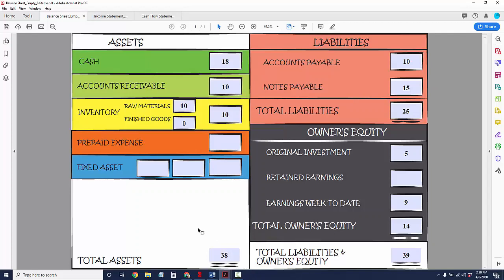The other thing that is affected by having to pay interest is our earnings, right? Our profits, what we have left at the end of the week in our pocket. So our earnings week to date is going to go from 9 to 8. And this is something that you have to remember, is that expenses, such as an interest expense, affect the balance sheet through earnings week to date. So our earnings week to date was reduced by 1, and this brings our total owner's equity to 13 and our total liabilities and owner's equity to 38.